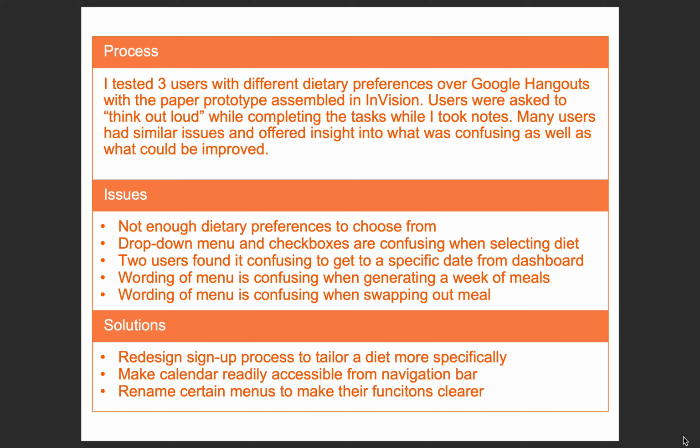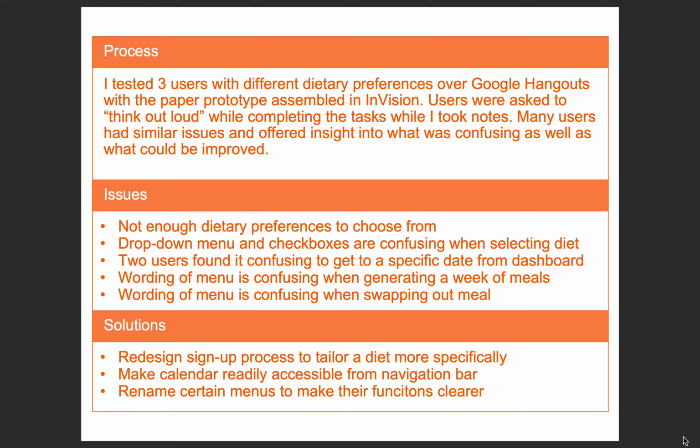Some of them had the same issues. They felt the dietary preferences were not sufficient. They didn't like how it was organized during the sign up process. They didn't like the drop down menu combined with the check boxes to modify the diet. They found that confusing. They also couldn't easily get to a specific date. That was an ongoing issue for all three. And then one of the users found how the menus were phrased to be a bit confusing.